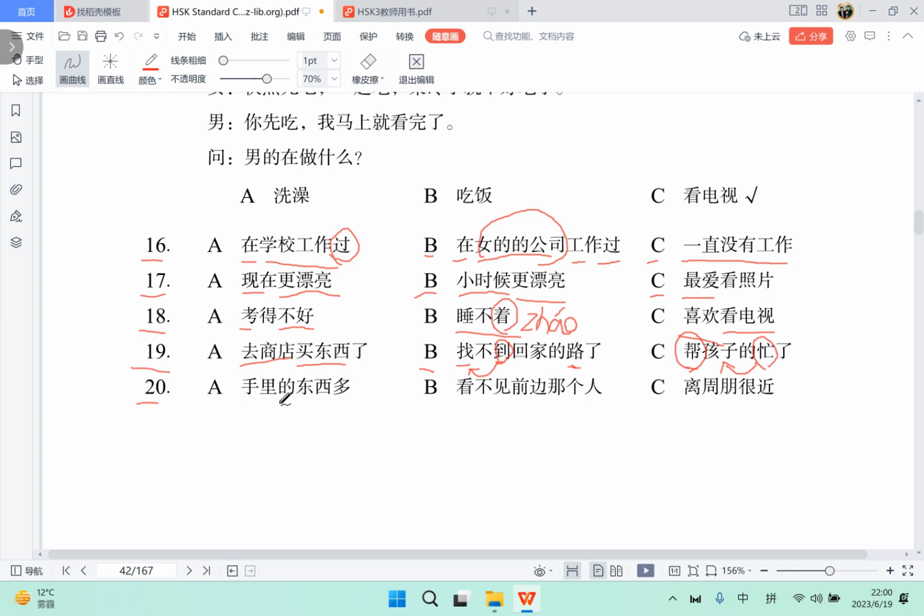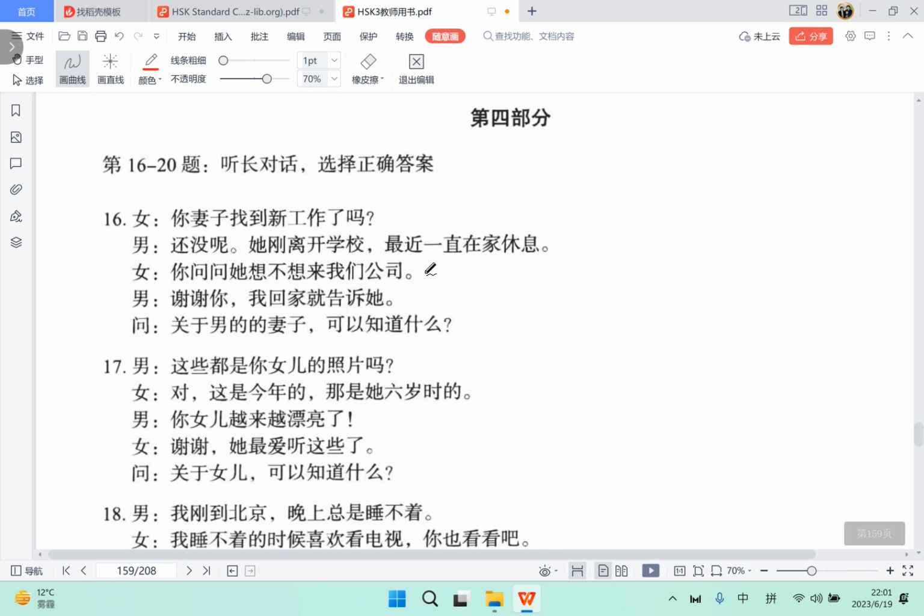20手里的东西多 so too many things in the hands 手里。And B 看不见前面那个人 so can't see the people who's in front 前边那个人. So this part just describes which kind of people are behind them or in front. And C 离周鹏很近 so very close to 周鹏 so okay, let's check the script of the conversation.